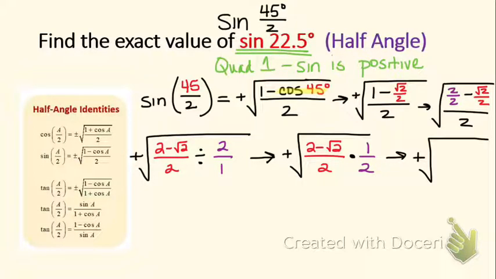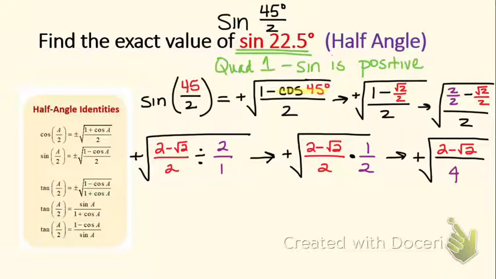So when I multiply 2 minus root 2 times 1, that's just the same thing. It's just 2 minus root 2. And then that would be all over 2 times 2. And 2 times 2 is 4. Okay, we're almost to the end.